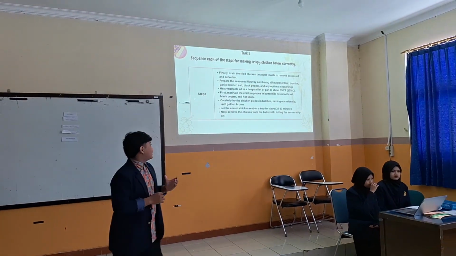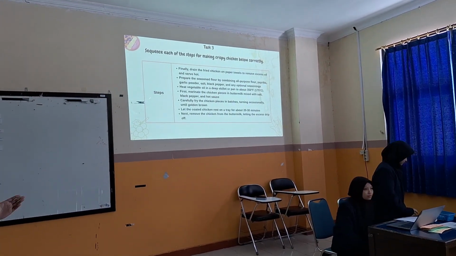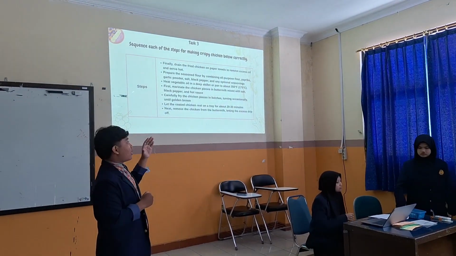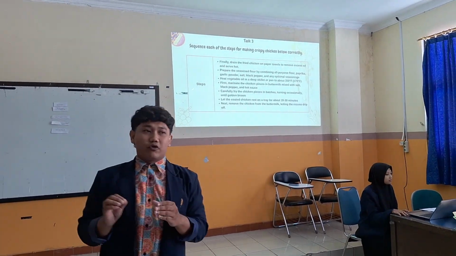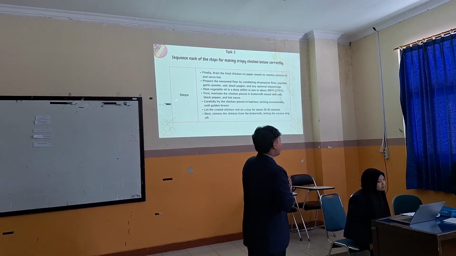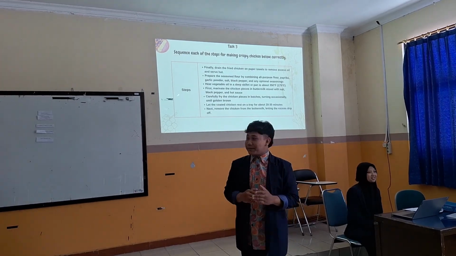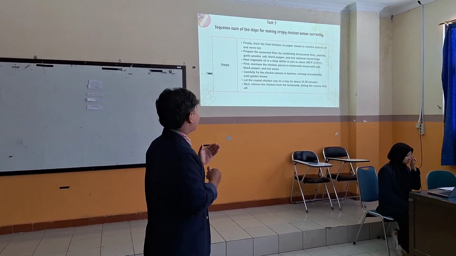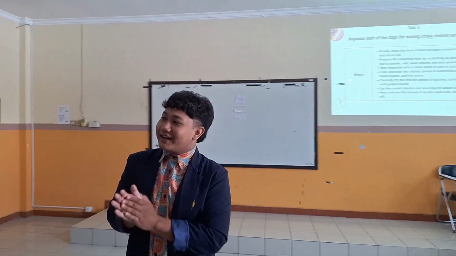Okay, the next task is to arrange each of the steps for making crispy chicken below correctly. So in step 1 is unstructured how to make a crispy chicken. Now in the next activity, one group will come forward and stick a paper on the whiteboard to make these steps in a structured form. Okay, please, Rayana's group, come forward.